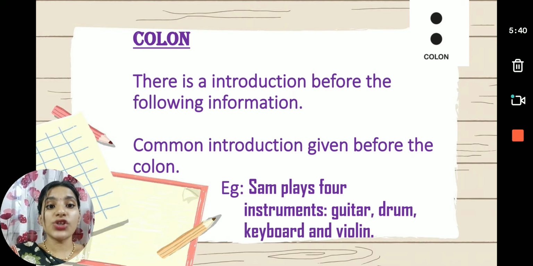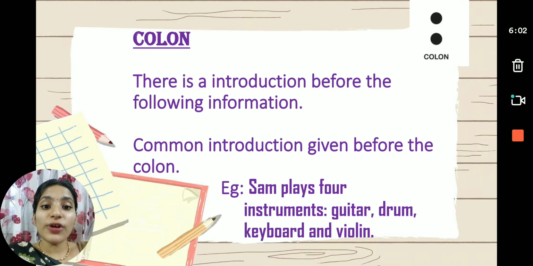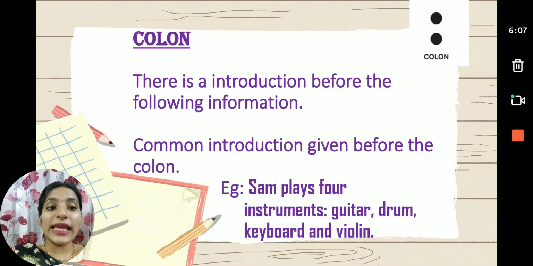Next one is called a colon. How does a colon look? It has two heads, one on top and one down. It is used for an introduction before the following information. What do they mean by introduction? Before the colon mark, there is a small introduction given for the rest of the sentence. For example, Sam plays 4 instruments: guitar, drum, keyboard and violin.